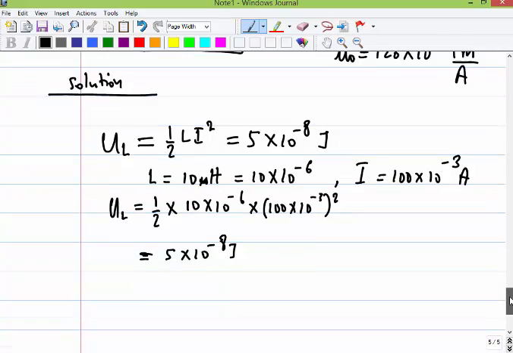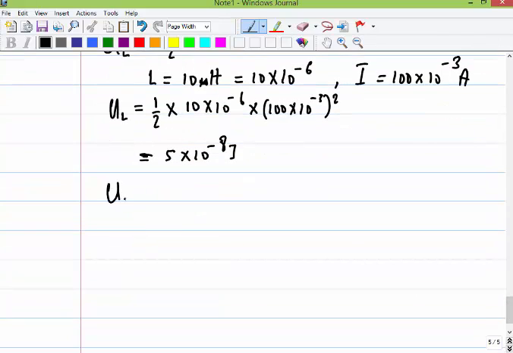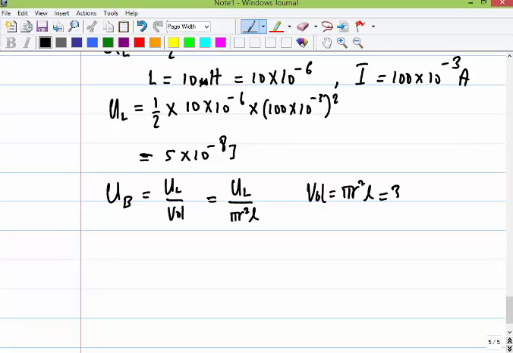And then the energy density, U subscript B, is the energy U subscript L over the volume, which is U subscript L over pi r squared times L for the volume of the solenoid, where L is the length of the solenoid. By the way, did anyone calculate the volume separately? I got 1.7 times 10 to negative 2. That should be cubic meters, hopefully.